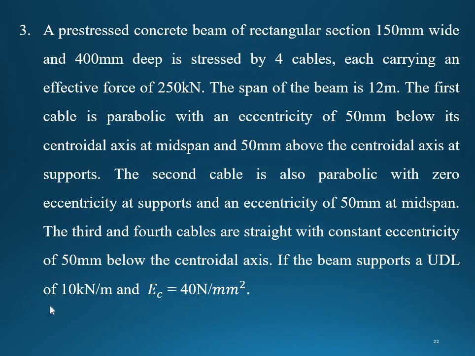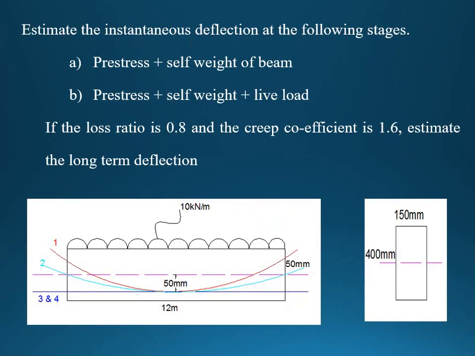If the beam supports a UDL of 10 kN per meter and Young's modulus of concrete Ec is 40 Newton per mm square, estimate the instantaneous deflection at the following stages. The first one is pre-stress plus self-weight of beam. Second one, pre-stress plus self-weight plus live load. If the loss ratio is 0.8 and the creep coefficient is 1.6, estimate the long-term deflection. So this is the given question.